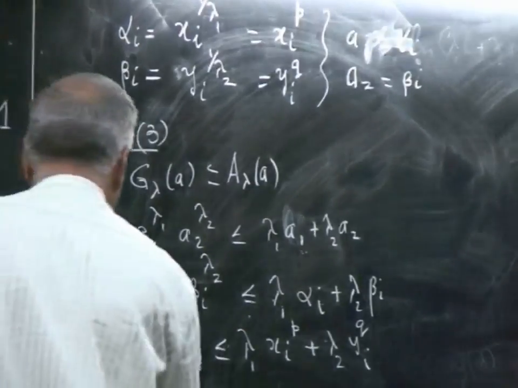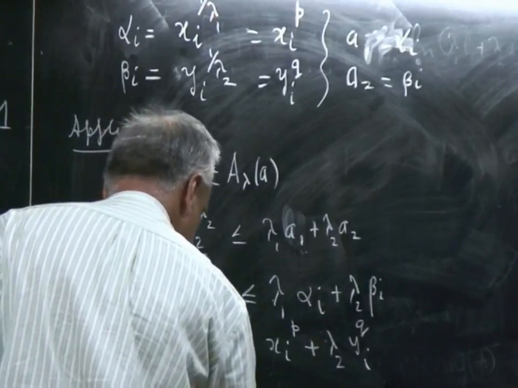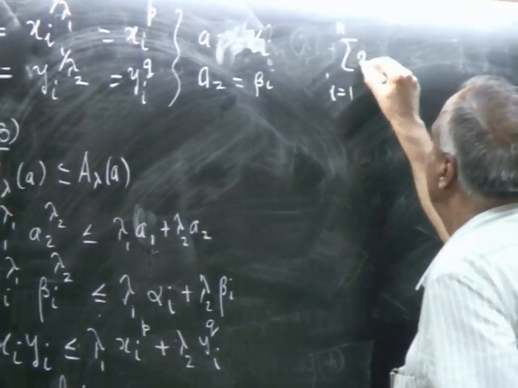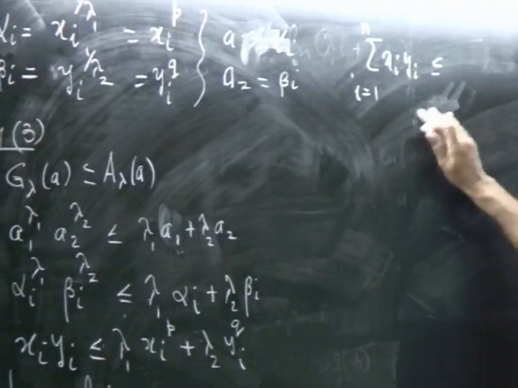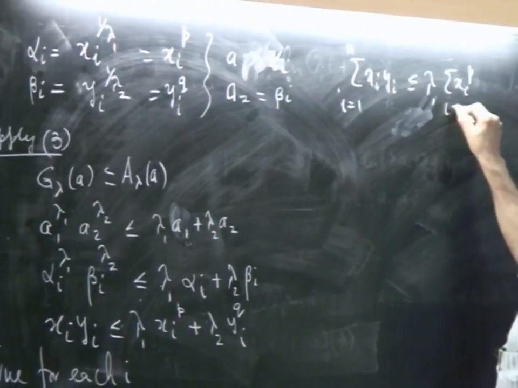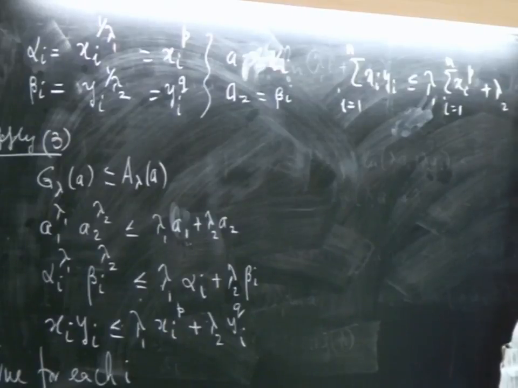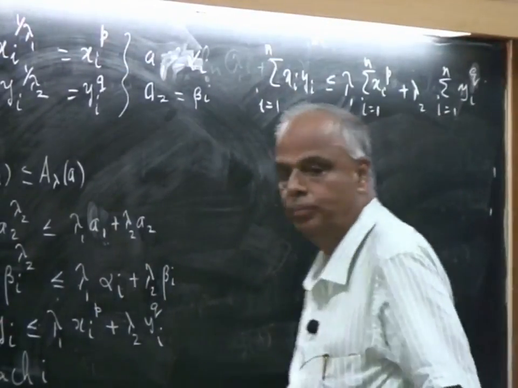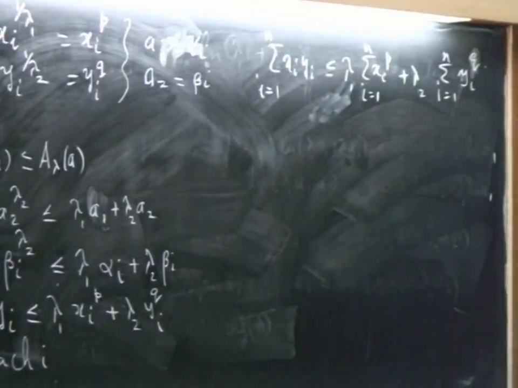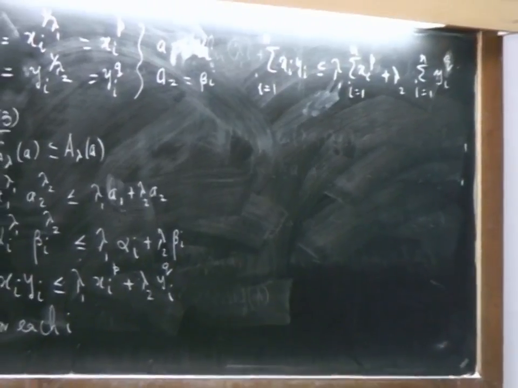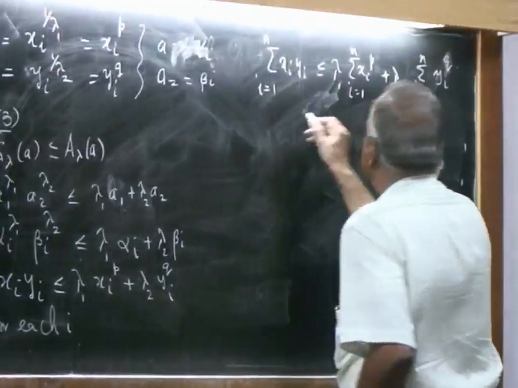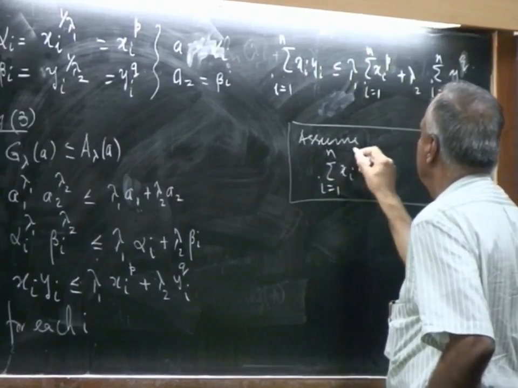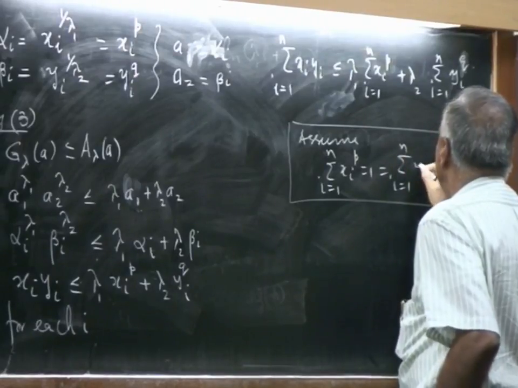Now, this is true for all i. So, add up all of them. What do I get? Summation i equal to 1 to n xi yi is less than or equal to lambda 1 summation xi power p, i equal to 1 to n, plus lambda 2 summation i equal to 1 to n yi power q. So, just like previously we assumed that the sums were 1, I am going to assume that this sum is 1 and that sum is 1. So, assume summation i equal to 1 to n xi power p is 1, equal to summation i equal to 1 to n yi power q.